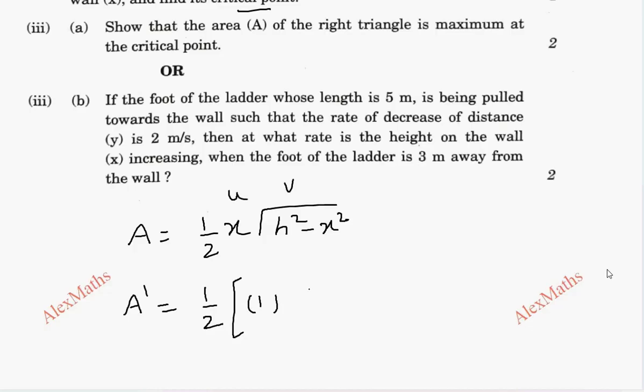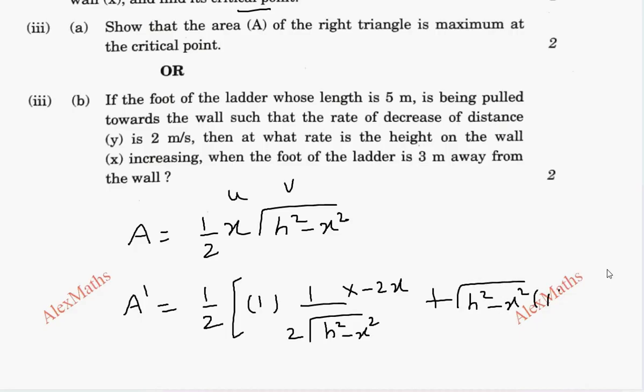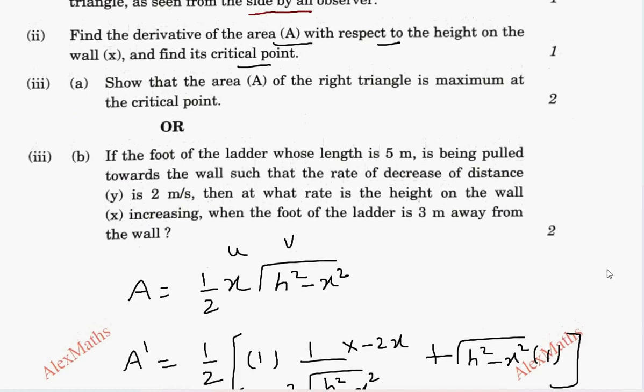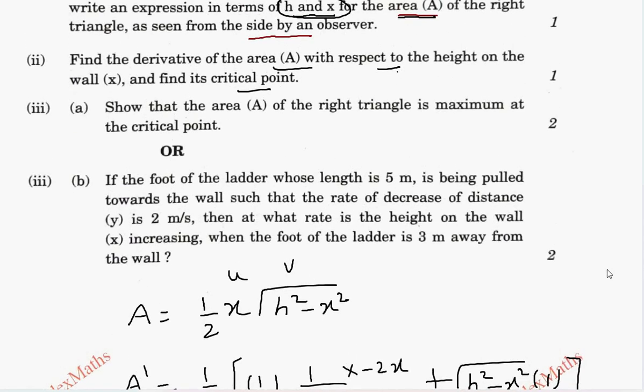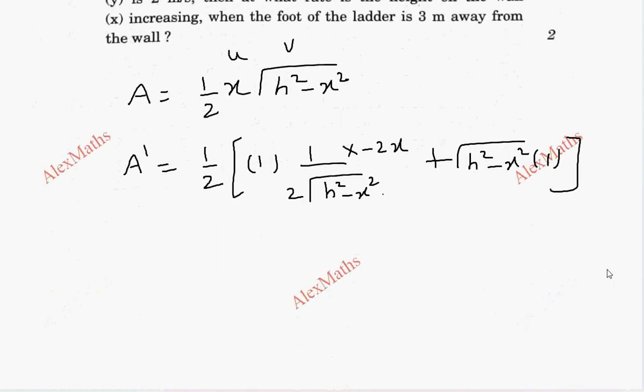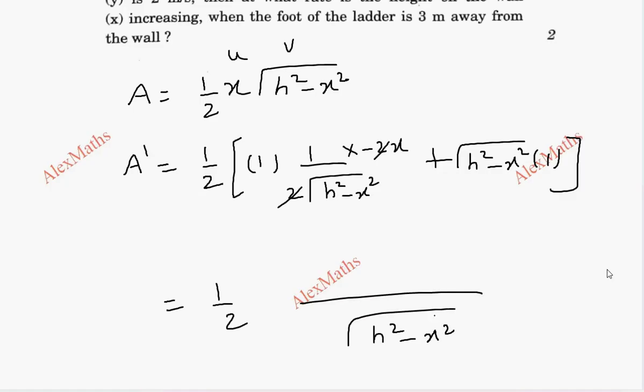X differentiation is 1 by 2 root h square minus x square into minus 2x plus root of h square minus x square. Differentiation of x is 1. So we found the derivative of A with respect to height, and we have to equate to 0 to get the critical point, and this we have to further simplify. We can cancel these two. Now when I take LCM, which is root of h square minus x square, and here, actually there will be x here. Now this is minus x.